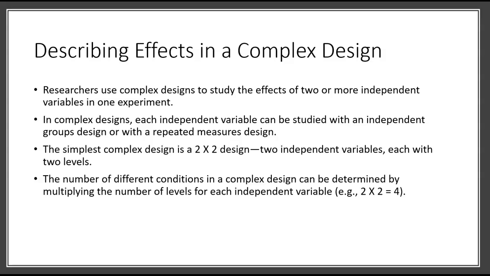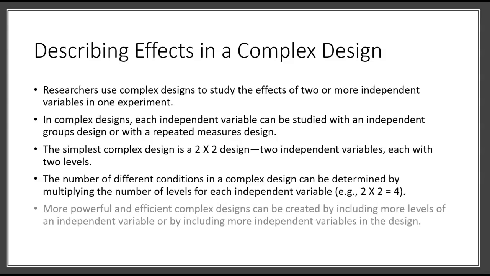You can determine how many separate conditions you're going to have by multiplying the number of levels for each independent variable. So with a 2x2, you have 4 separate conditions. And why do you need to know that? Because you have to have a certain number of participants at a minimum per condition to make valid comparisons statistically with the test that you're going to run.